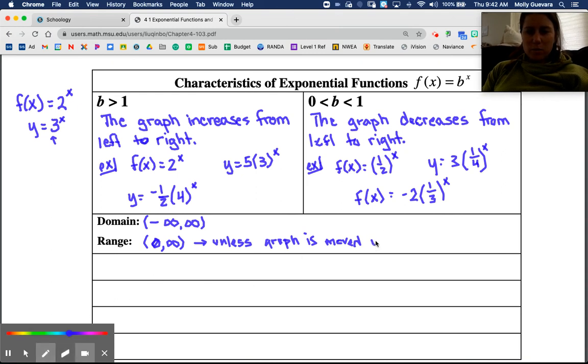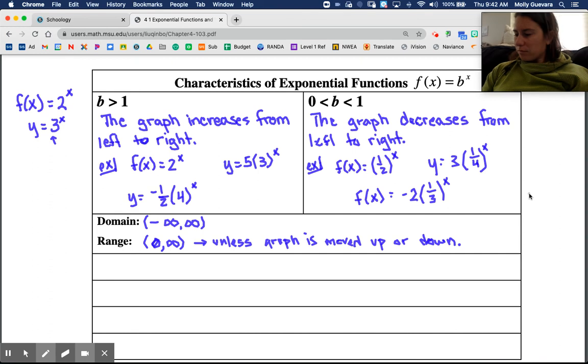So unless the graph is moved up or down. It's funny, it won't let me make a curve. Everything is like a straight line. Okay, so unless the graph is moved up or down, that will change the range. But for the most part, it's going to be 0 to infinity, and then you adjust it if it's been moved up or down.